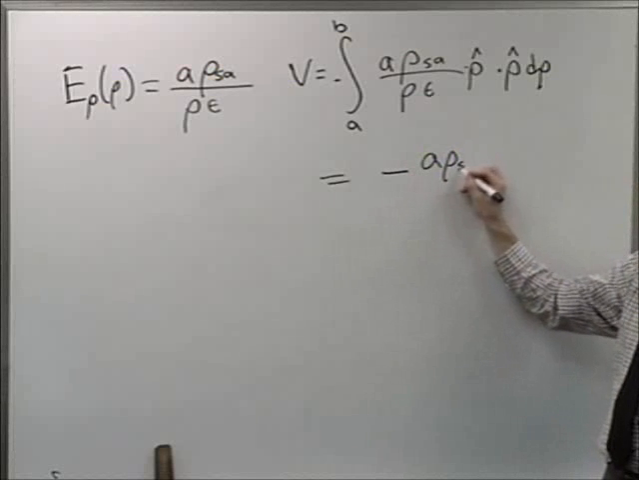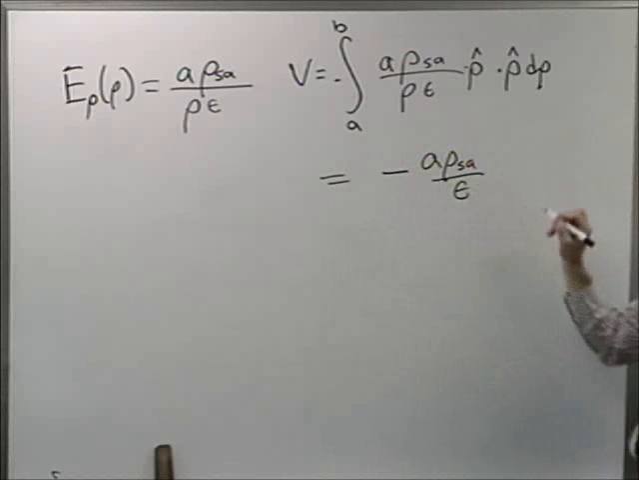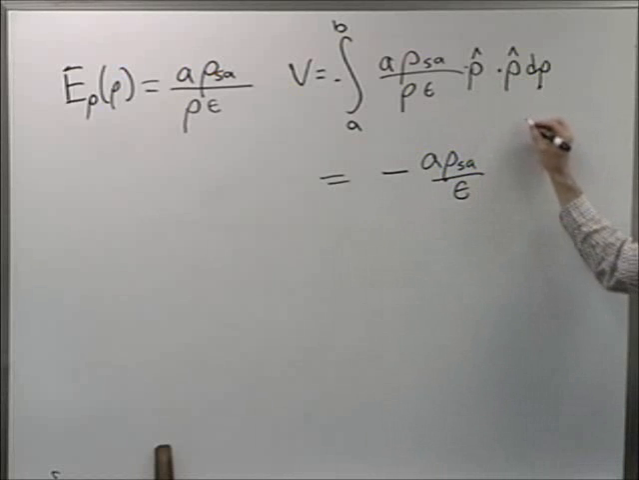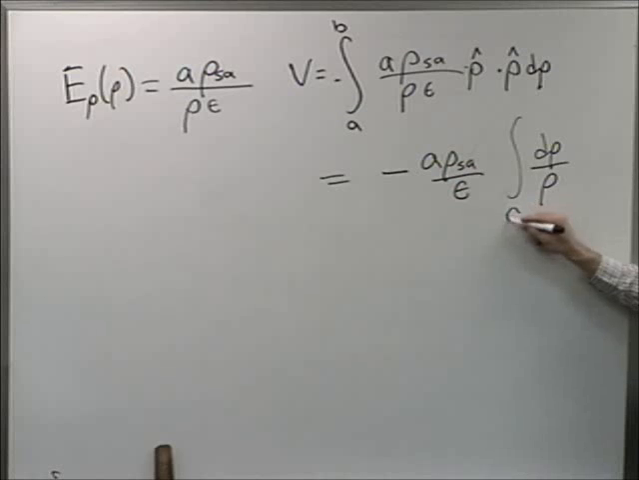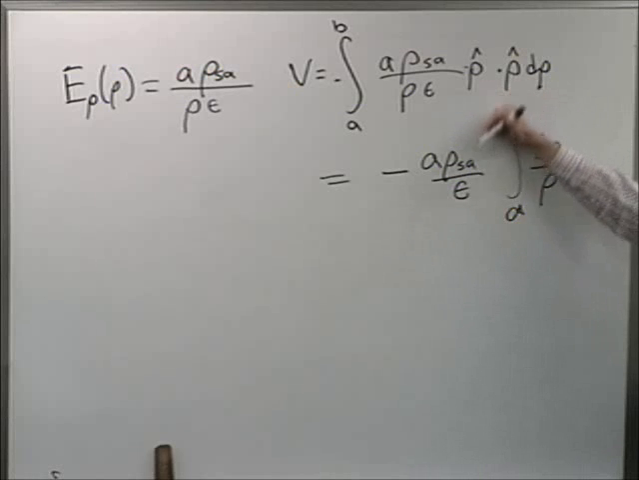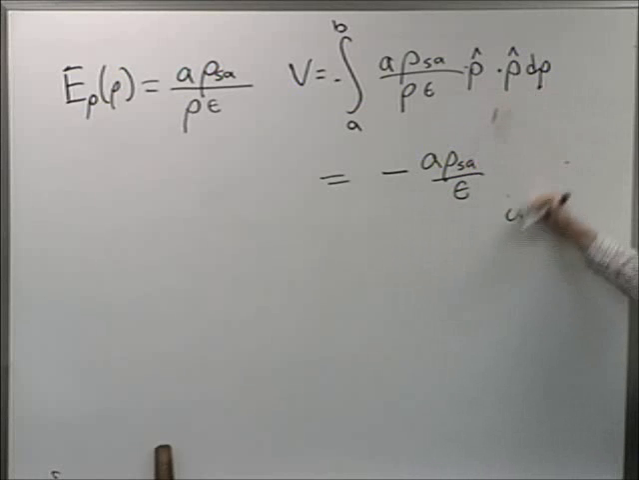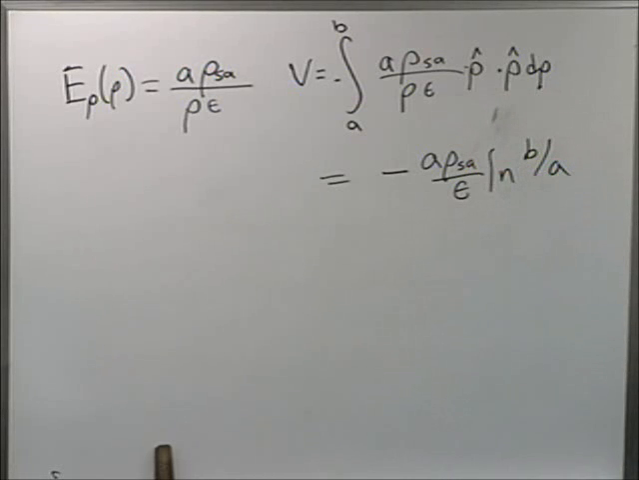And so what I get, here's a minus sign there. Constant, constant, constant. This is 1. I just have the integral of d rho over rho from A to B. We recognize that instantly as the natural log of B over A. So that's my voltage between the 2 points.